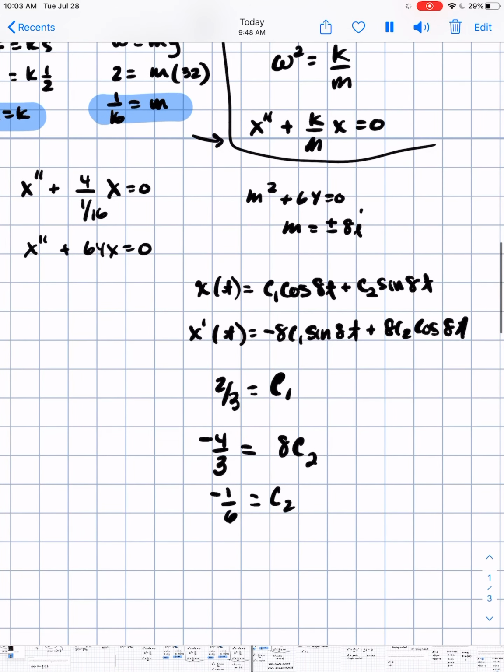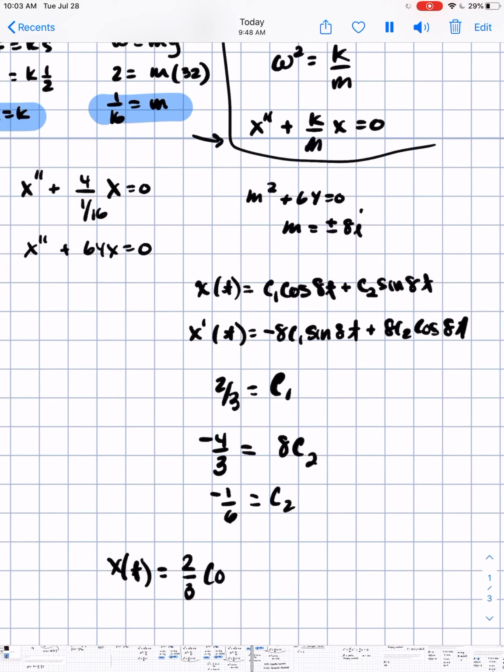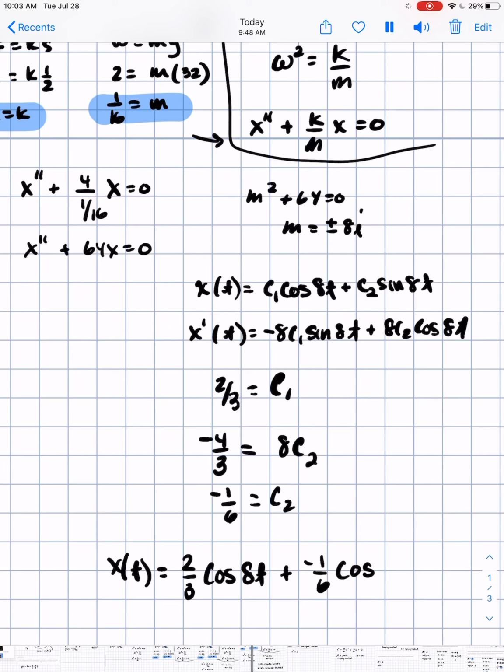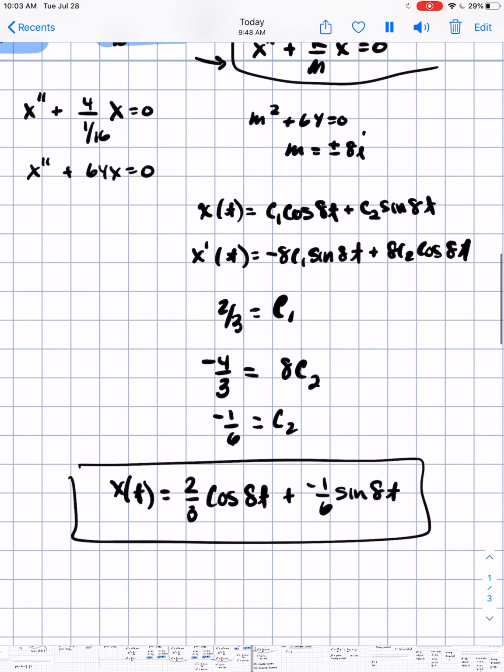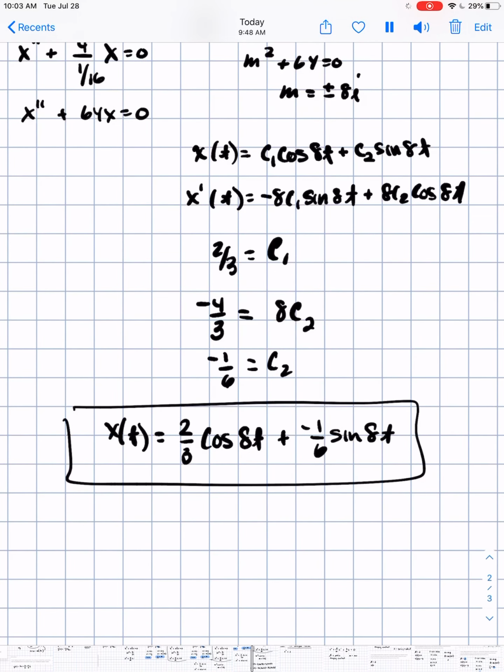And now we have an equation for this motion: 2/3 cosine 8t plus negative 1/6 sine 8t. And there you go. Then you can use this to find out where the spring is at any given time.